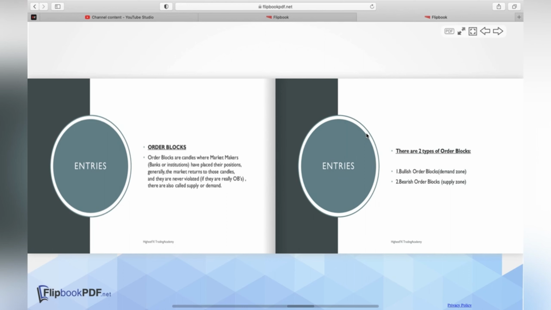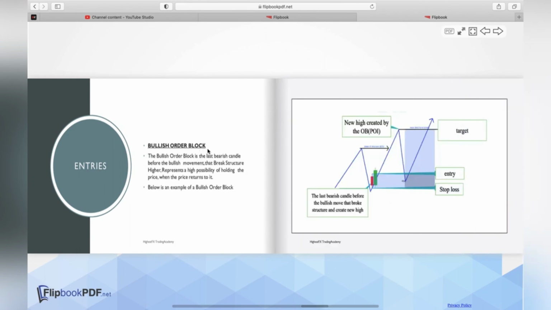They are also called supply and demand zones. Order blocks are also called supply and demand. Then there are two types of order block: the bullish order block and the bearish one. The bullish one is the demand zone, the one that causes a rapid move to the upside. Then the bearish one is the supply, the one that causes a rapid move to the downside.